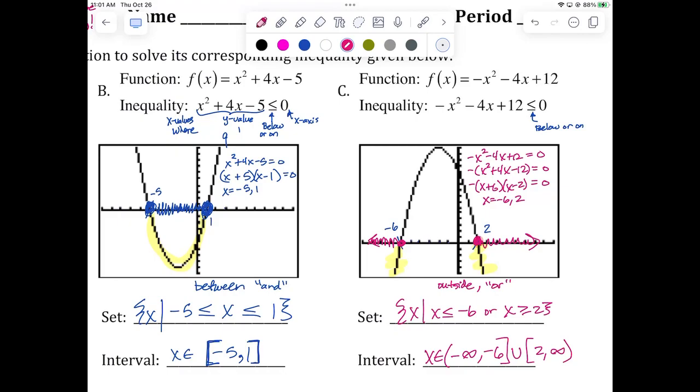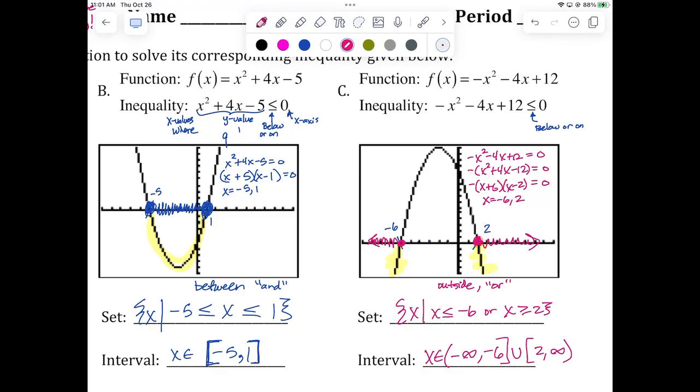All right. You got a parabola that opens downward. I want to know where it's less than or equal to 0. That's below the x-axis. You can clearly see that's outside the x-intercepts, right? So it's to the left of -6 and to the right of 2. Now the graph appears to be at -6 and 2. I just verified it right here.